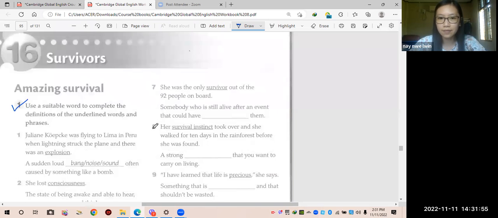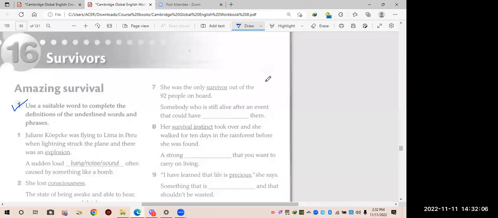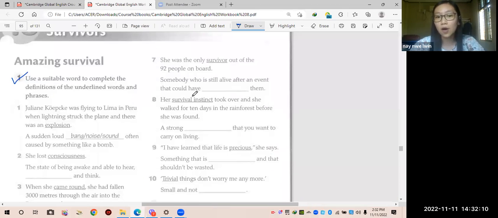Okay, so how about number 7? She was the only survivor out of the 92 people on board. So the meaning of survivor is someone who is still alive after an event that could have killed them. Yes, correct. And her survival instinct took over. So the meaning of survival instinct is a strong feeling that you want to carry on living. So what is that?